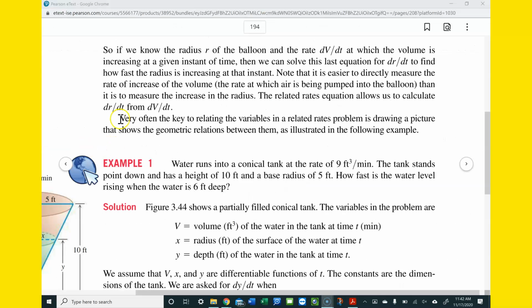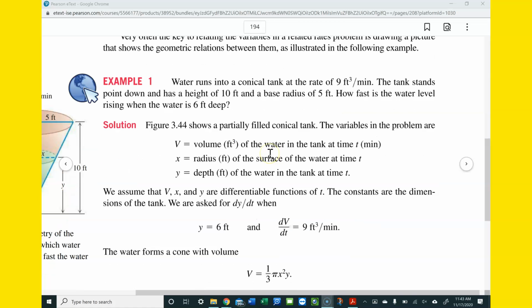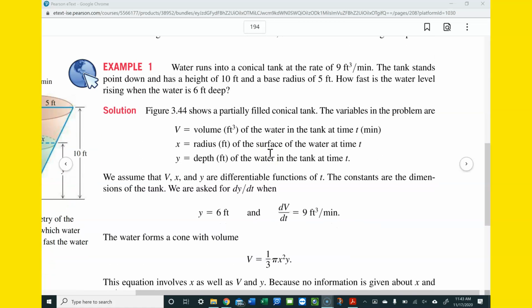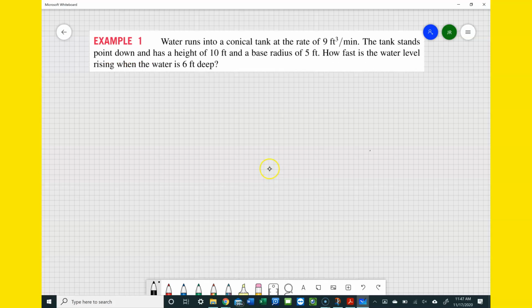Notice this says that very often the key to relating the variables in a related rates problem is drawing a picture that shows the geometric relations between them. So let's look at example 1 here. It says water runs into a conical tank at a rate of 9 feet cubed per minute. The tank stands point down and has a height of 10 feet and a base radius of 5 feet. How fast is the water level rising when the water is 6 feet deep?